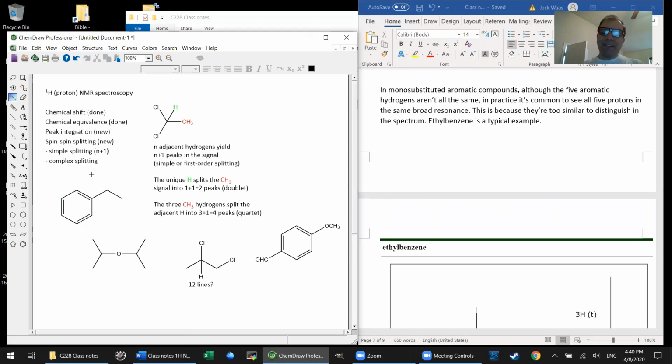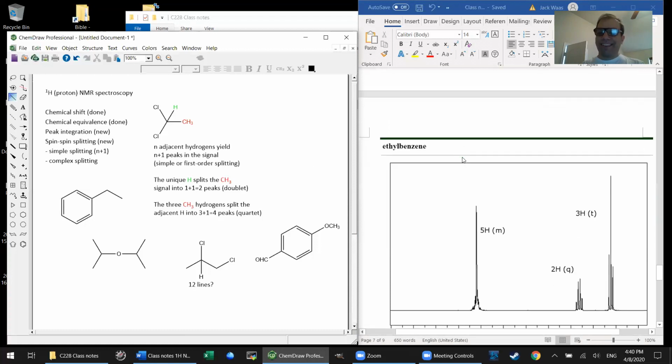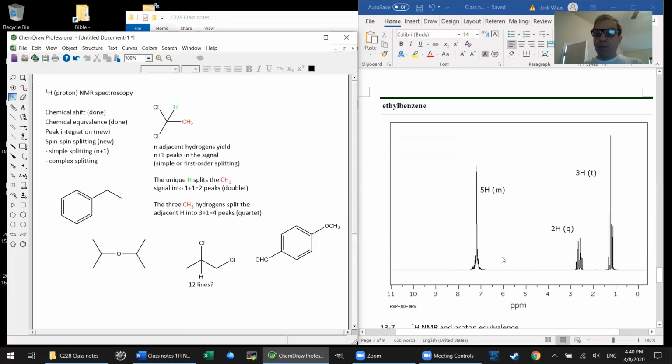But in practice, with compounds like this, when it's again an electron donating group, we can't distinguish those 3 types of hydrogens. They are technically different, but they're so similar that they just all fall on top of each other. And so this is something you need to be prepared for. Things don't always work out like a perfect fairy tale. But this is the spectrum of ethylbenzene.